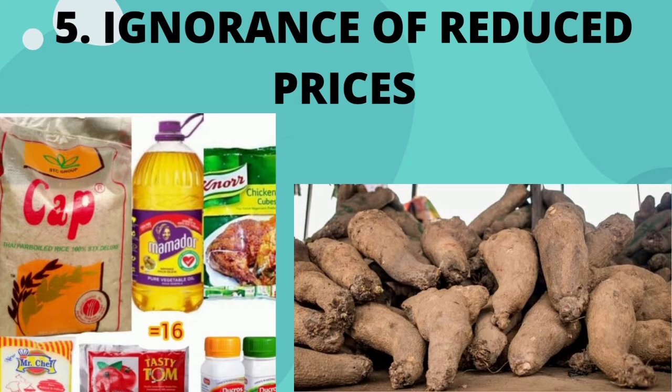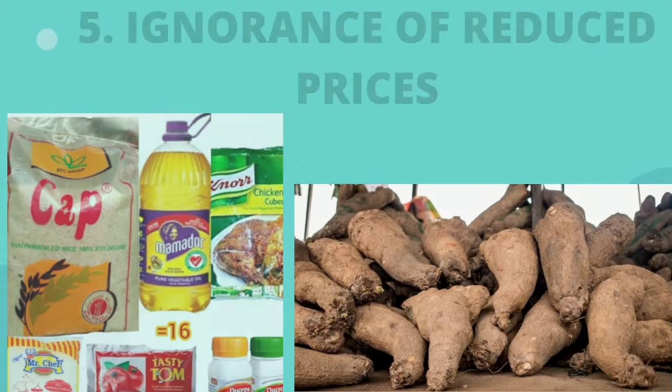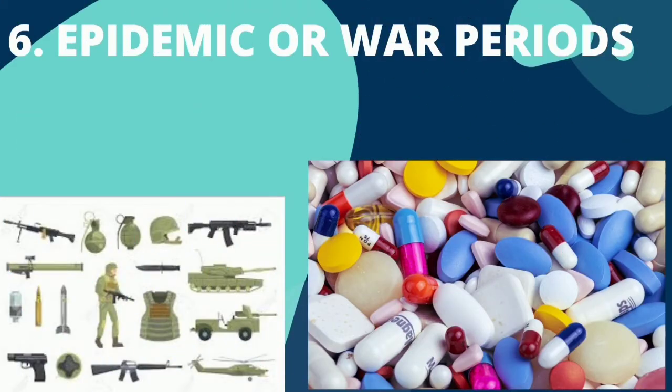5. Ignorance of reduced prices. Some consumers lack good information about the different markets where goods or commodities are sold at reduced or lower prices. They buy at the existing high prices. Some consumers, especially the rich ones, don't bother to go around the market to check prices of goods at different shops before they buy their goods. The ignorance of lower prices somewhere else makes them buy a larger quantity.